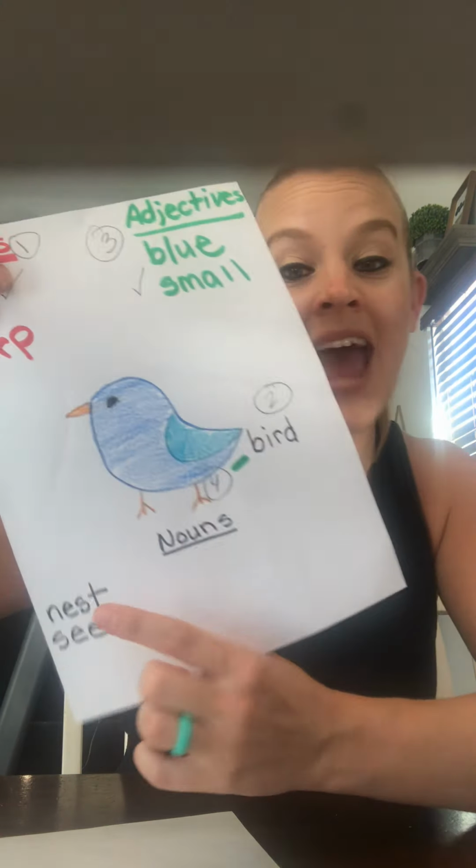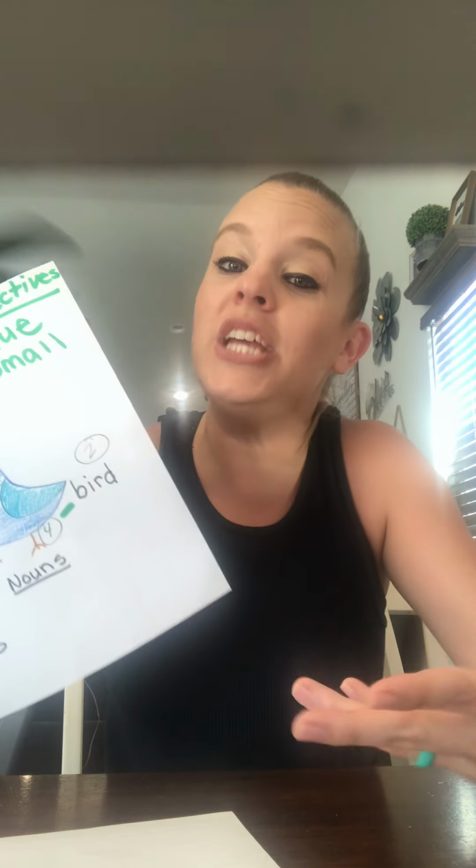Oops, I made a mistake, so I'm going to erase. Will, 2 fingers, fly. I could stop there, but I want to do more. This small bird will fly where? If I look at my nouns, where could he fly? Where could she fly? How about to her nest?